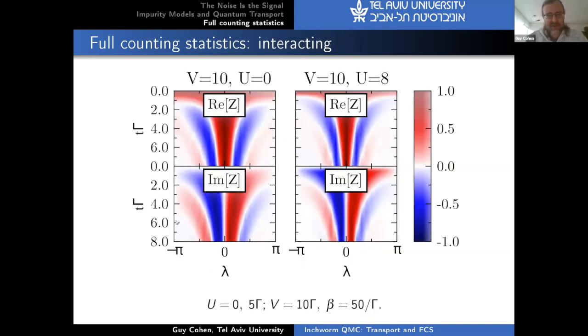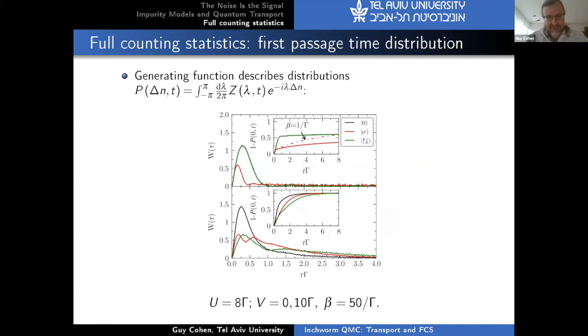And then we can take contour plots. So now this is time, and this is lambda in that same range. And we can see a case where it's non-interacting and a case where it's interacting. In this case, both of these have a voltage applied. And the first thing you might notice is that there's not much difference, right? You don't immediately see it as being very different as you turn on the interactions. But what's interesting about full counting statistics is what you can extract from them, not the generating functional.